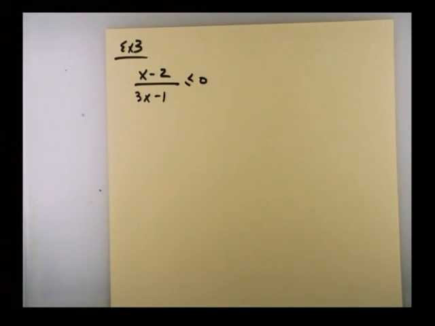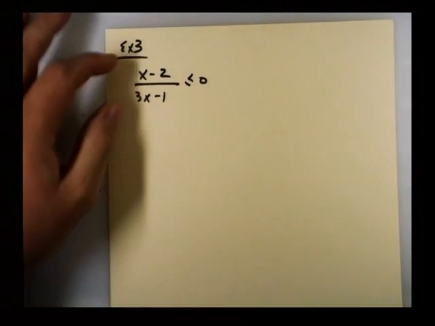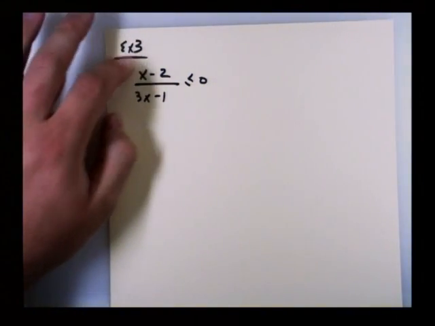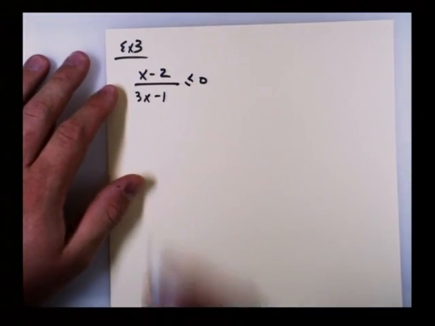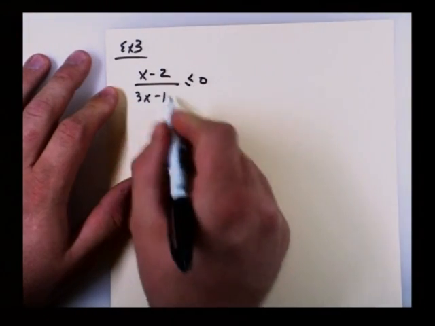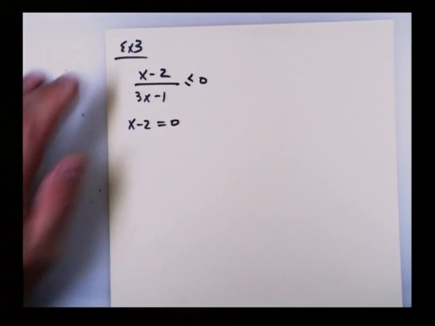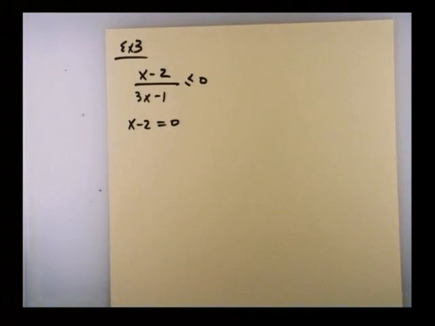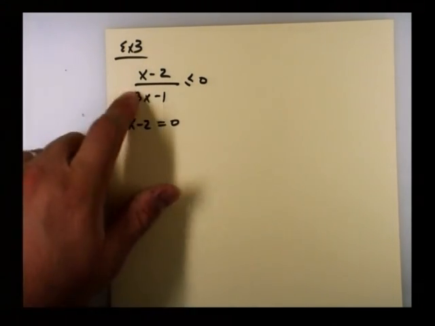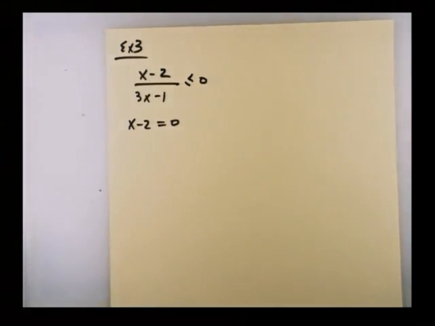So how do we find some key points here? I said in the first part that we look for where it would equal 0. And for this to equal 0, does the numerator or the denominator have to equal 0? Well, if the numerator equals 0 and the denominator doesn't equal 0, the whole thing is equal to 0. So we'll look at where x minus 2 equals 0. What about 3x minus 1? If that was equal to 0, that would make this undefined. That's probably a point we're going to be interested in.